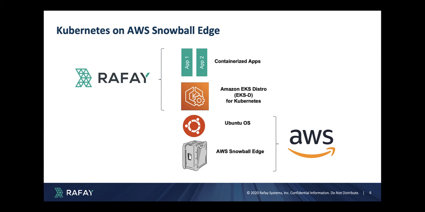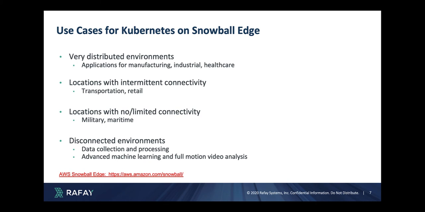Rafay helps streamline the provisioning and ongoing operations of Amazon's EKS-D and your containerized applications on AWS Snowball devices. The use of Rafay managed EKS-D on Snowball Edge enables a number of extremely interesting use cases. This configuration is particularly well suited for a distributed fleet of clusters, and locations with intermittent and/or limited connectivity.